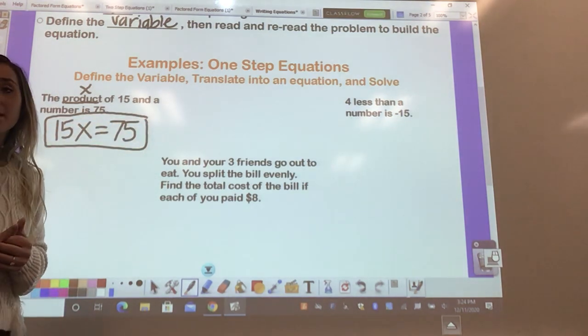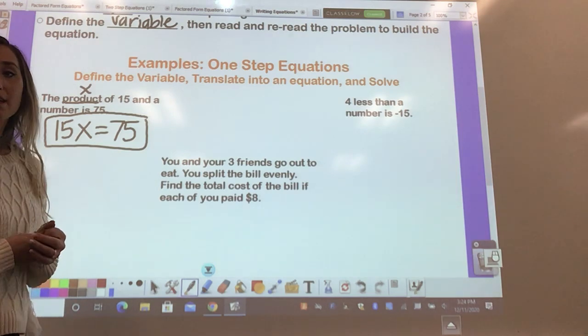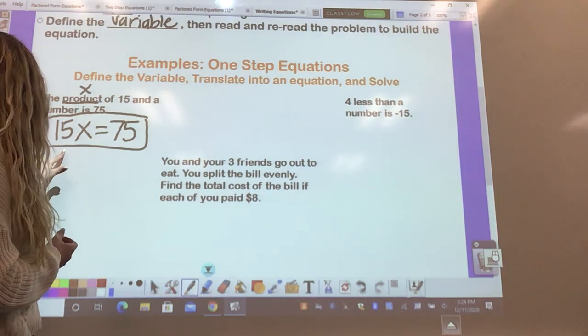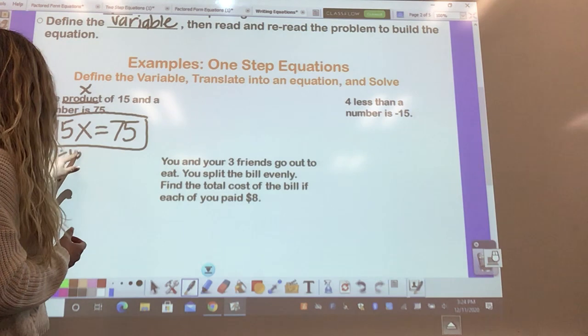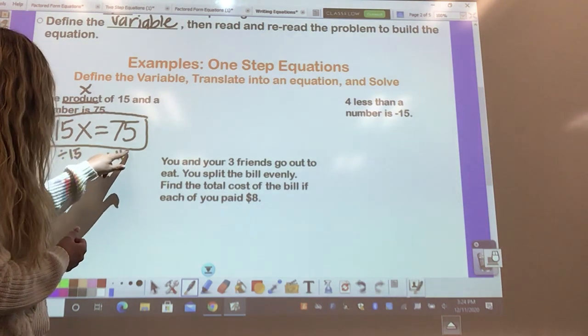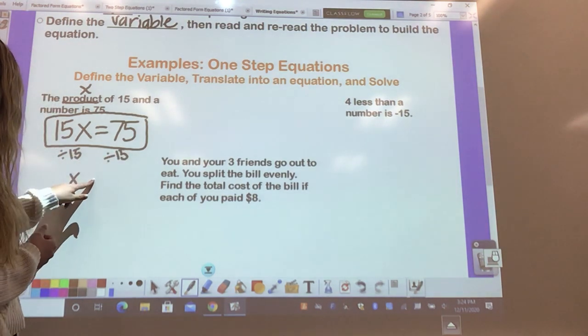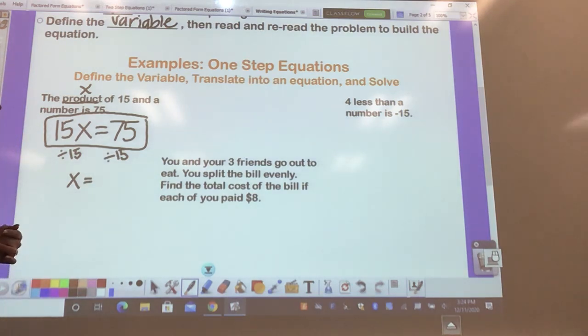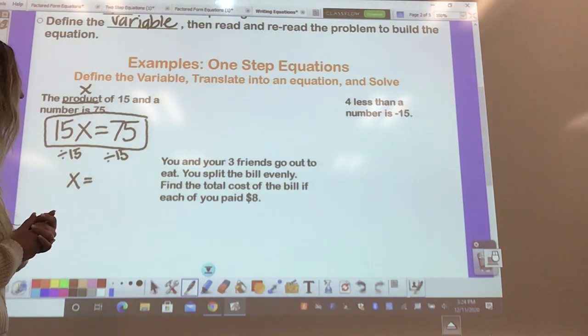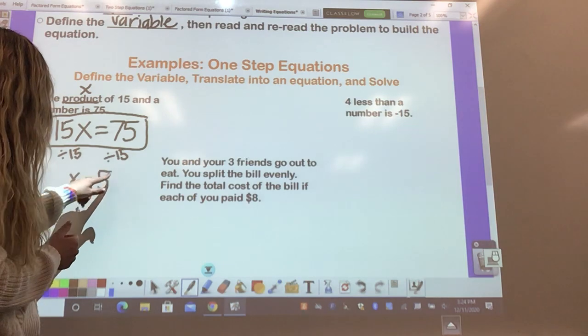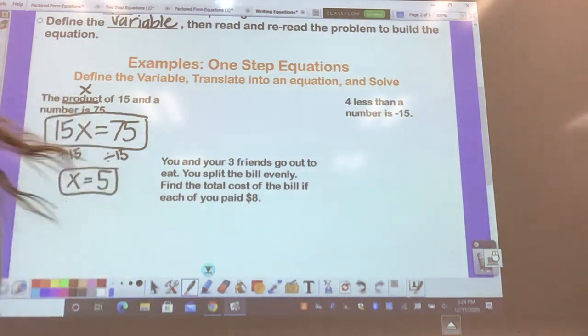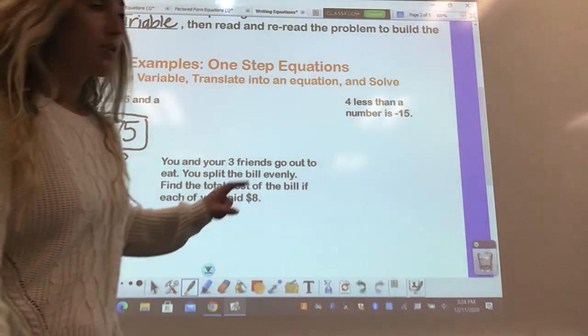So that would be the equation, and to solve this we would divide both sides by 15, and that would give us x equals 75 divided by 15 is 5, I think. Let me check. It's 5.